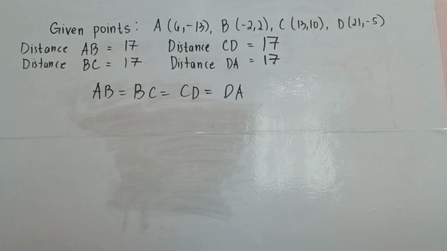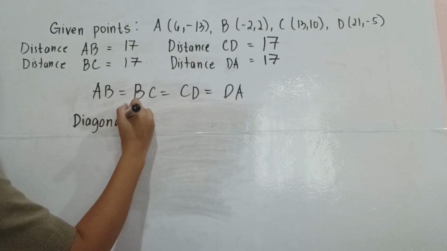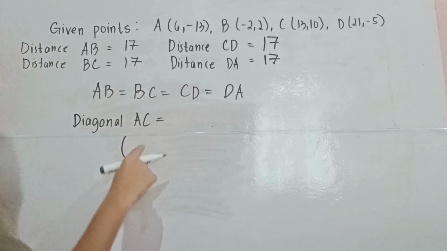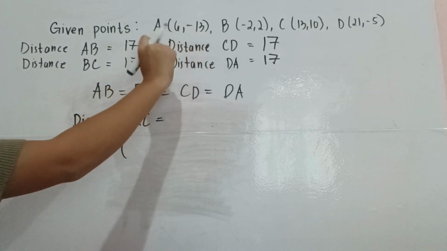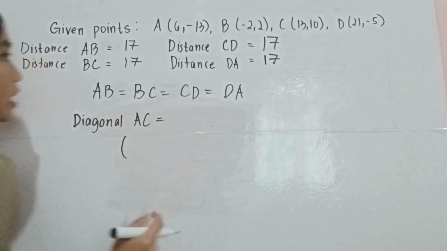Since the value of all four sides are equal, which is 17 units, this satisfies the first condition of a square, which is that all four sides must be equal. Next, we check the diagonals. In a square, the diagonals must be equal in length. First, we have A and C. The points for A is 6 and negative 13, which will be our x sub 1, y sub 1. For C, the points is 13 and 10, which will be our x sub 2 and y sub 2.